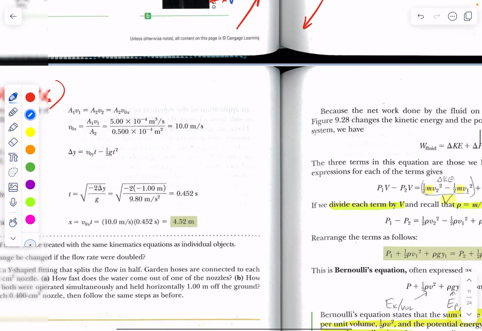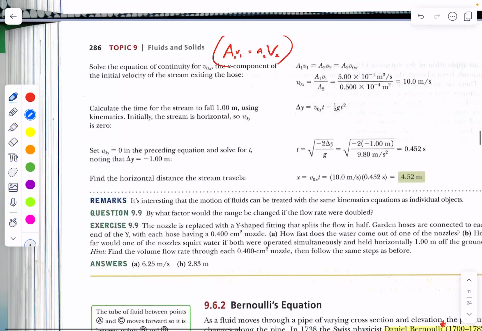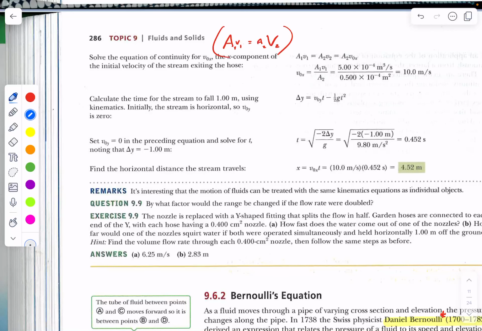We're going to take that number and come over here and plug it into our continuity equation right there. And of course, we're going from big area, small velocity, to small area, big velocity. We solve this for that velocity right there, and we get 10 meters per second.